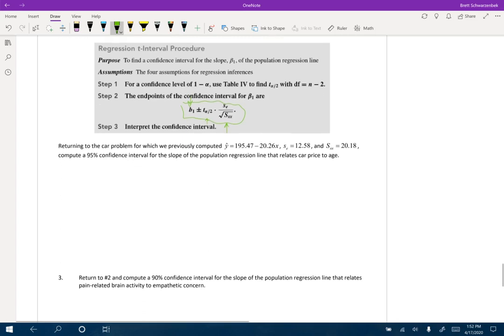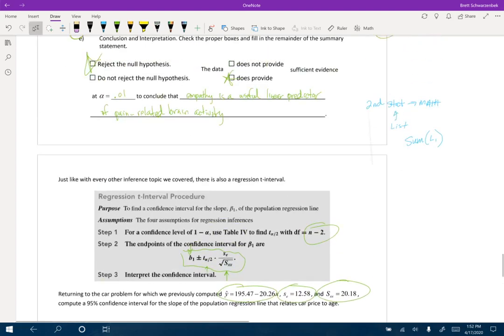Just remember degrees of freedom is n minus 2. Okay, so what about the car problem? Remember we had a regression equation, we found SE, we found SXX, all in the problem previous to this, back here somewhere. So we found all these values already.